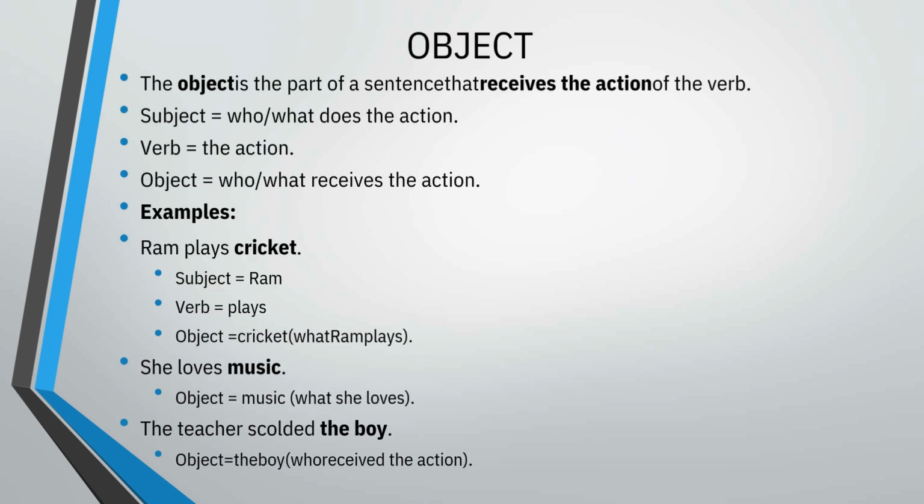What is an object? The object is the part of a sentence that receives the action of the verb. Subject equals who or what does the action. Verb equals the action. Object equals who or what receives the action. Examples: Ram plays cricket. Subject equals Ram. Verb equals plays. Object equals cricket.